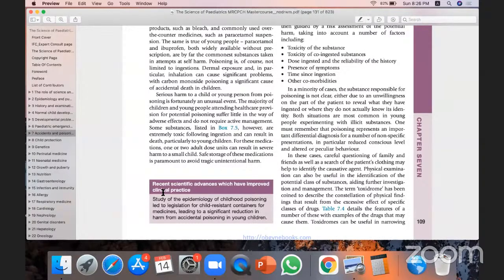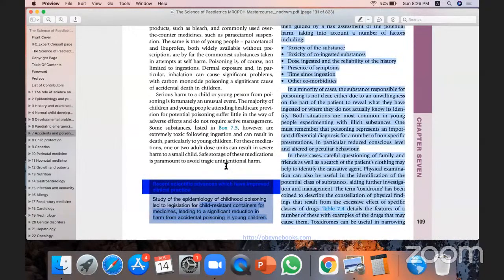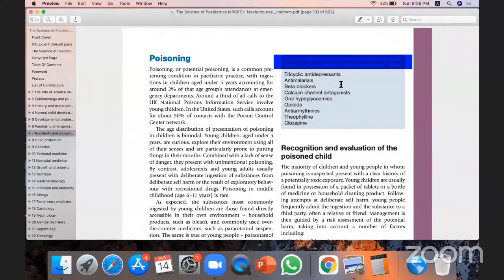That's why in England they use child resistant containers. Child resistant means the child cannot open the container, because the lid is very tight, or the lid is in a fashion that not everyone can open it. And there are medications with a very low therapeutic dose, where the toxic dose, the fatal dose, is near the therapeutic dose, like tricyclic antidepressants, anti-malarials, beta blockers, calcium channel blockers, oral hypoglycemics, then antiarrhythmics. With these drugs, even at a very low dose, children can get toxic effects.